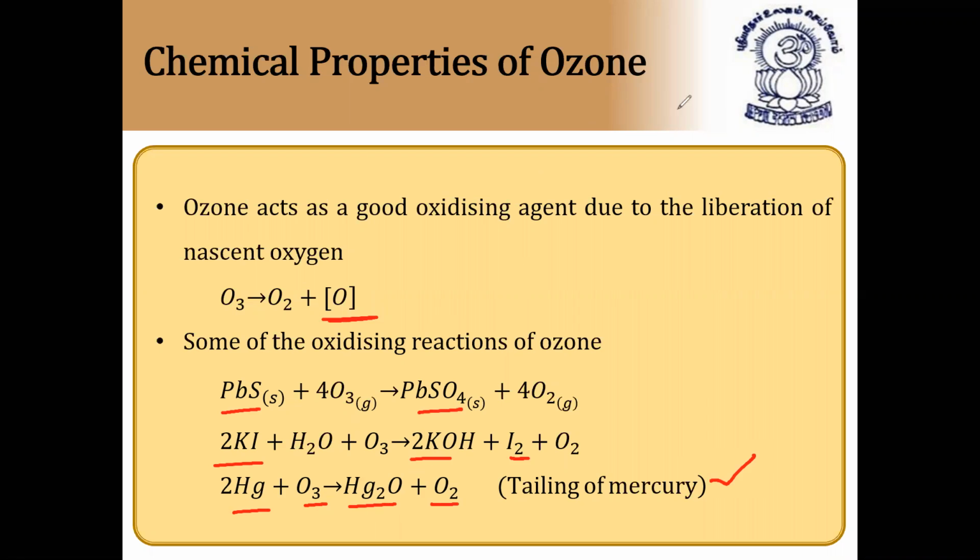Not only this, many others are also there. A few important reactions we have given. So ozone is a good oxidizing agent because of the presence of nascent oxygen. Ozone is highly unstable, so it dissociates to form oxygen plus nascent oxygen. This nascent oxygen is highly reactive and it converts lead sulfide to lead sulfate, potassium iodide to iodine, mercury to mercuric oxide, and so on.